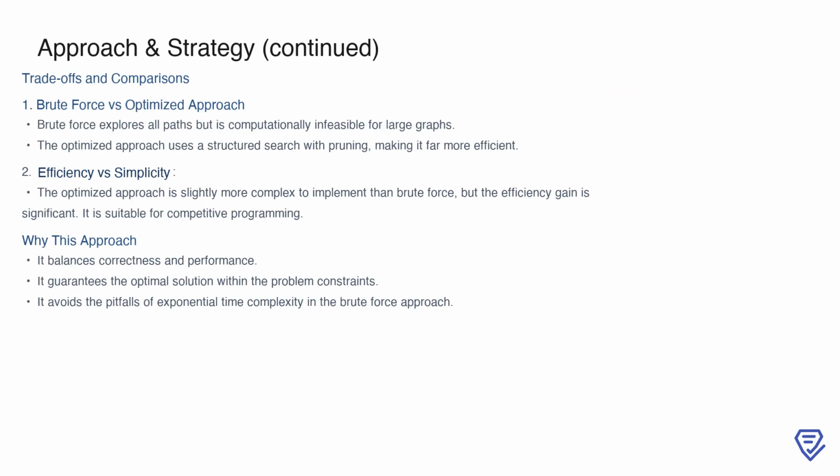Finally, let's consider the trade-offs and comparisons between the brute force and optimized approaches. The brute force method, while conceptually simple, is computationally infeasible for large graphs due to its exponential time complexity. In contrast, the optimized approach incorporates structured search and pruning, making it significantly more efficient. However, this efficiency comes at the cost of slightly increased implementation complexity, as it requires the integration of Dijkstra's algorithm with dynamic programming. Despite this, the efficiency gain makes it well suited for competitive programming and real-world applications.